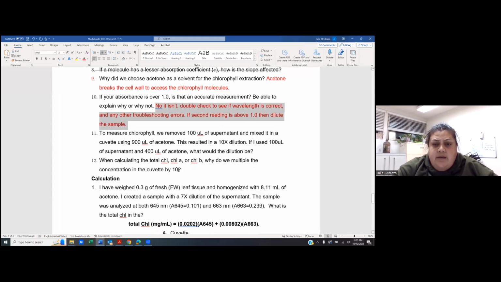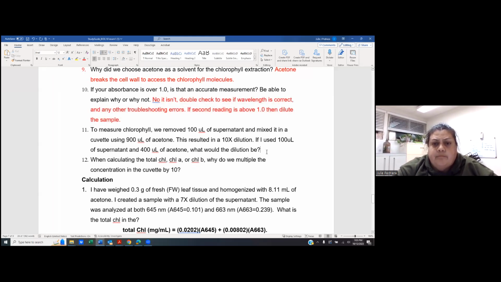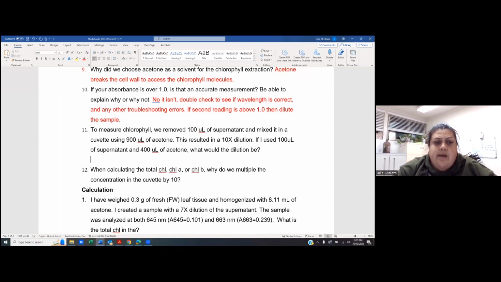So here, I love these questions. To measure chlorophyll, we removed 100 microliters of supernatant and mixed it in a cuvette using 900 microliters of acetone. The result was a 10x dilution. If I use 100 microliters of supernatant and 400 microliters of acetone, what would the dilution be?